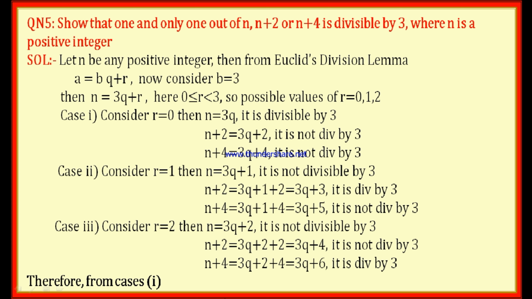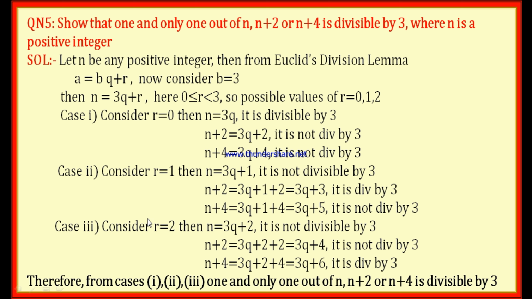Therefore in all the three cases, in case 1, case 2 and case 3, out of n, n plus 2 and n plus 4, only one value, here n value, here n plus 2 value and here n plus 4 value. Only one out of n, n plus 2 and n plus 4 is divisible by 3.